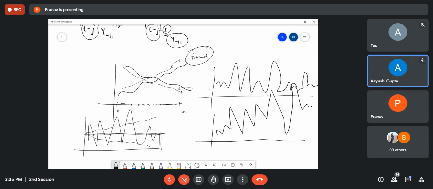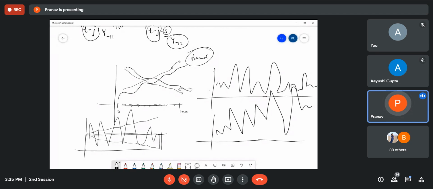Okay, so got it? All right, stationarity clear? If not, again I repeat this because this is very, very important. It is a very frequently asked question, anyone can ask you this anywhere.